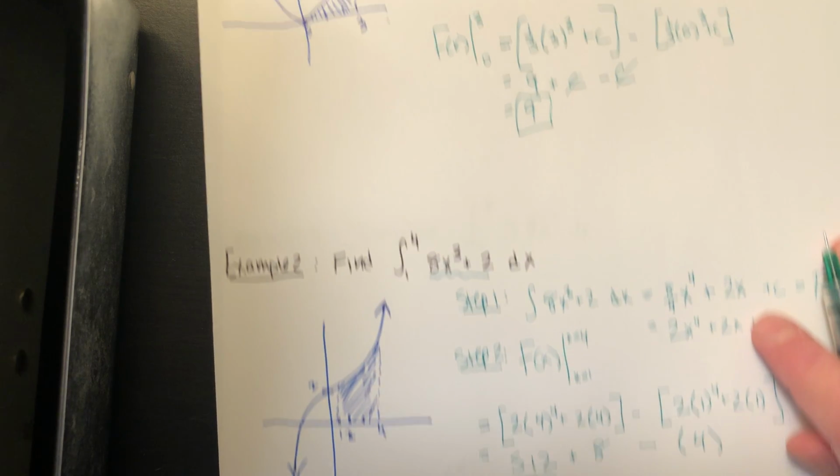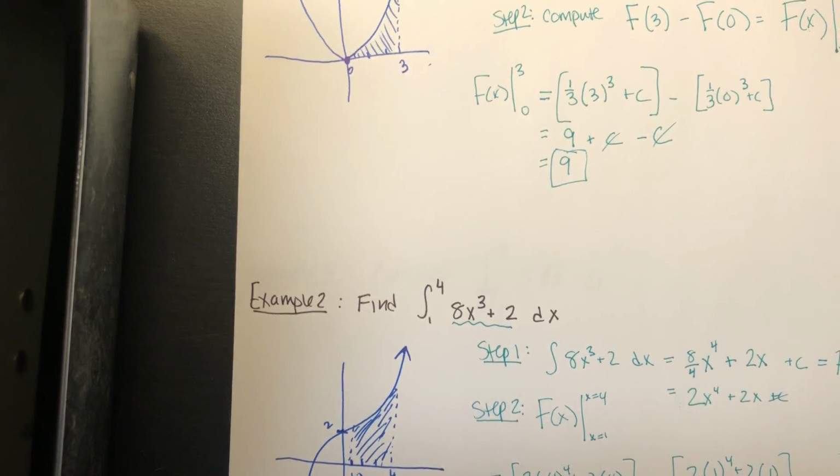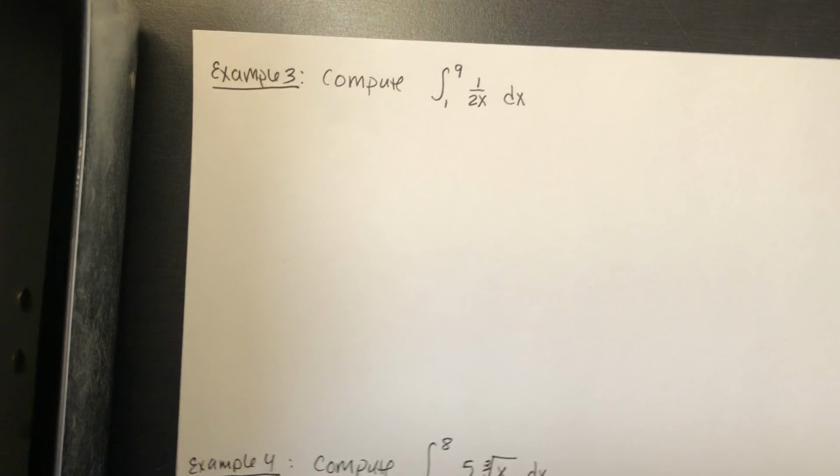Doesn't look like that much more area than this, but my scale is definitely very off here. Okay, so this is another example with polynomials, but let's do an example with more interesting functions.